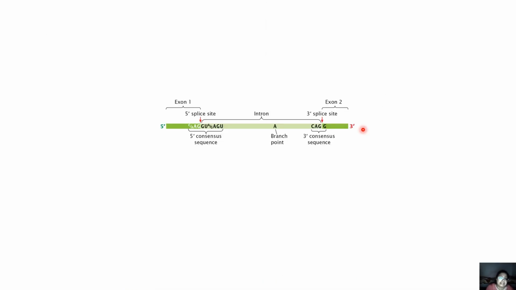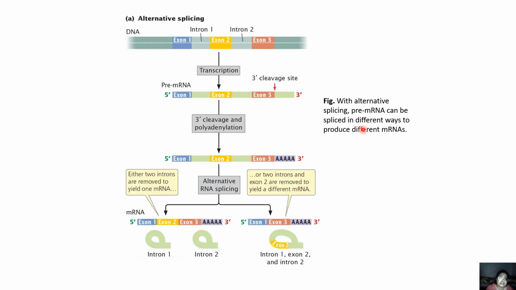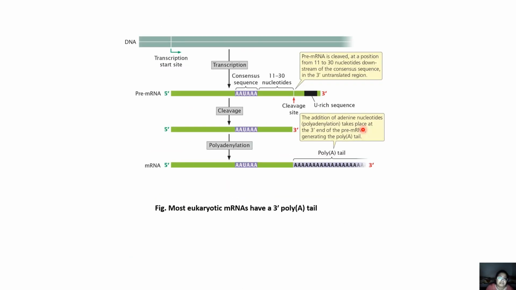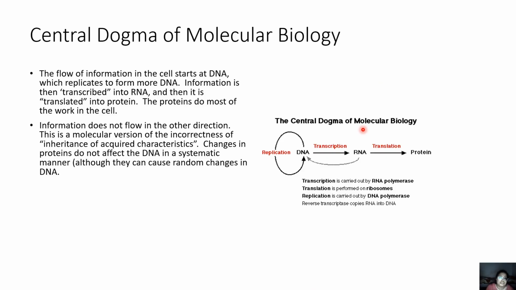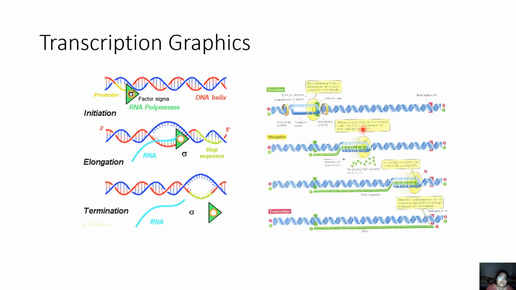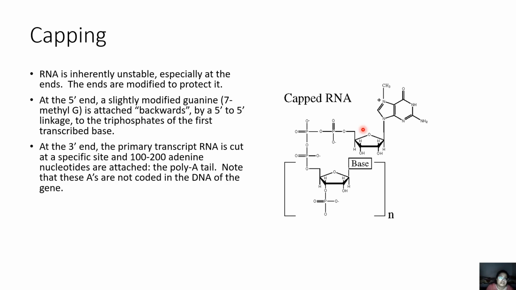Cell splicing, the poly A tail, and all of that we've already discussed. We have taken these from major molecular biology books, so you can just go and check these out. We've also discussed all of these.